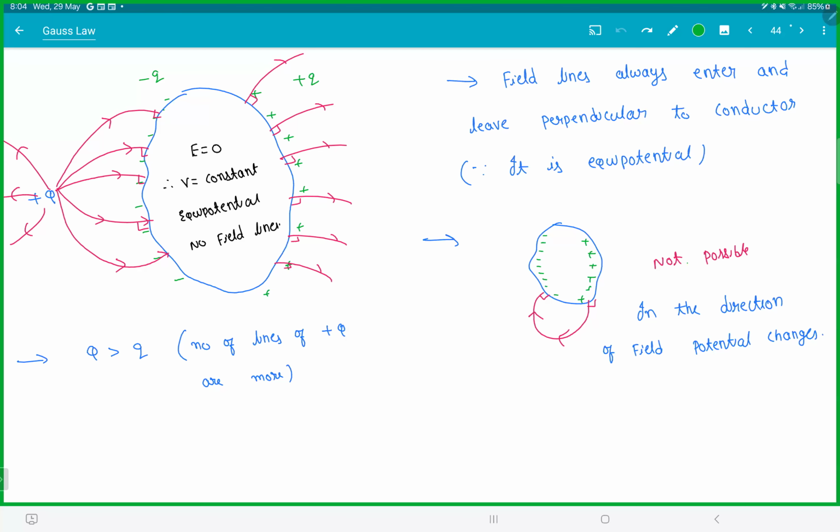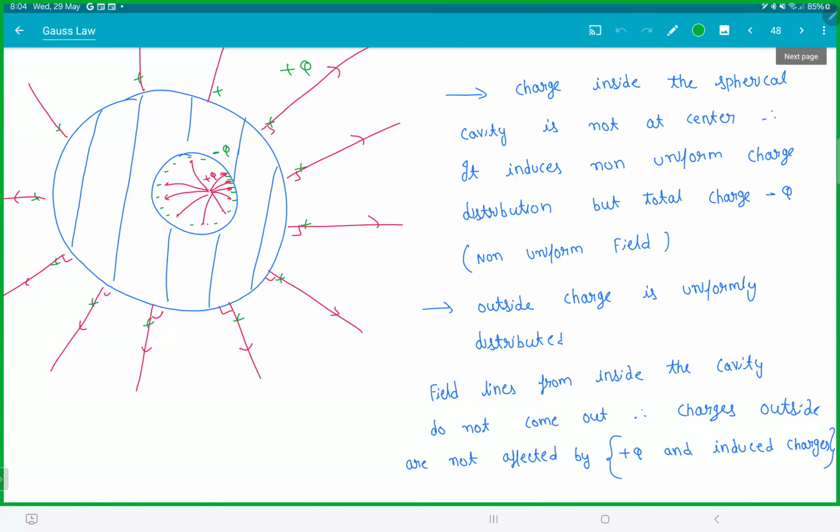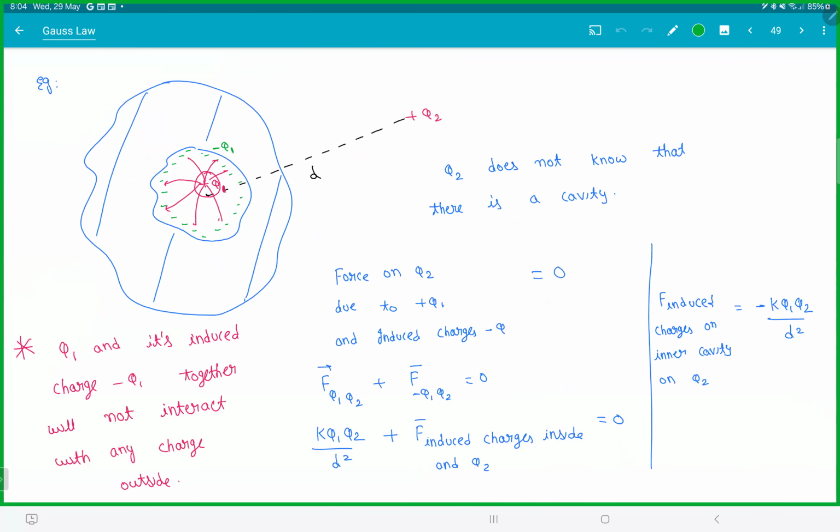We will talk about it in more detail next class में करेंगे, but I hope you got the idea there. But this inside outside thing is in pairs, right? It is always in pairs. Matlab, this Q1 and this minus Q1 together will not interact with anyone. The induced charges from Q2 on the conductor can interact with Q1. Only that charge will interact. But if you take Q2 and this charge together, they won't interact.